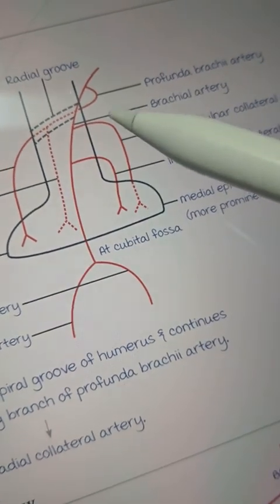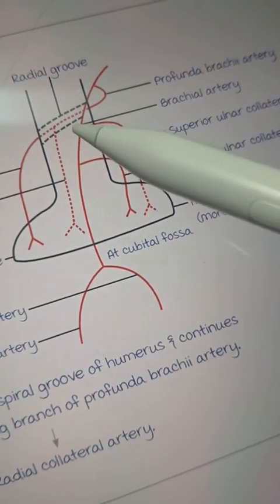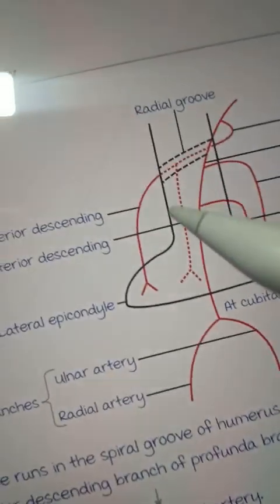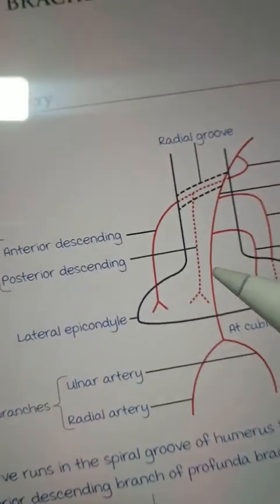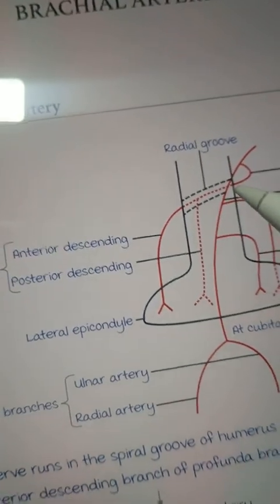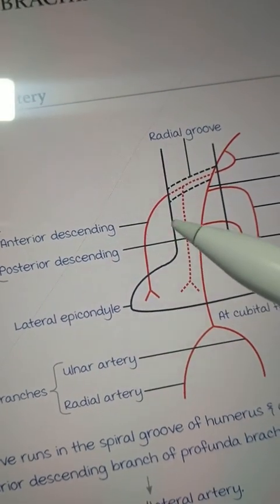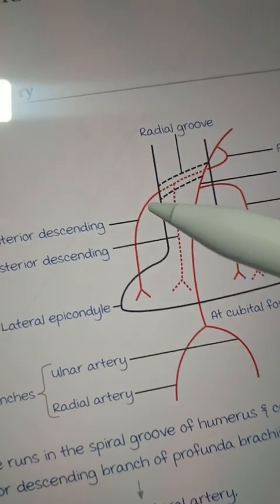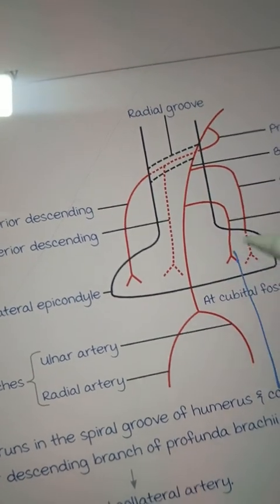This is the profunda brachii artery, which is a branch of the brachial artery. This profunda brachii artery then runs posterior to the radial groove, and basically it supplies the lateral epicondylar region. Then we have two more branches of the profunda brachii artery: the anterior descending branch and the posterior descending branch.